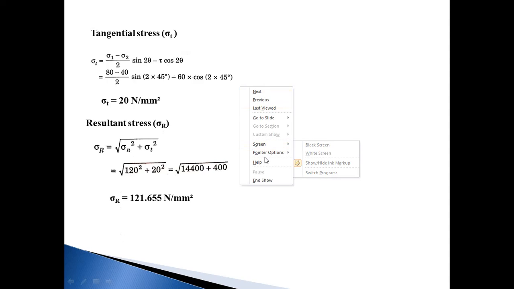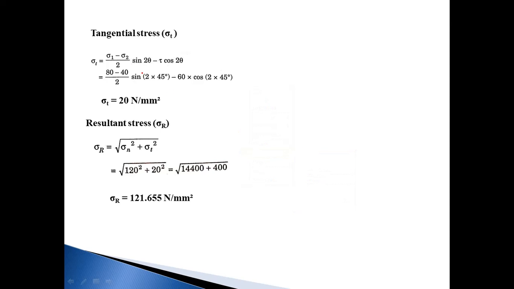Then next the tangential stress, that is sigma t. So sigma t is equal to (sigma 1 minus sigma 2) divided by 2 into sin 2 theta minus tau cos 2 theta. Putting in all values, that is sigma 1, sigma 2, tau and theta, we get sigma t is equal to 20 Newton per mm square.